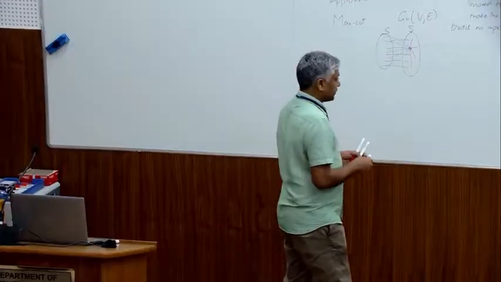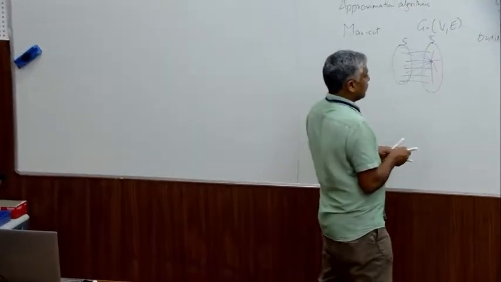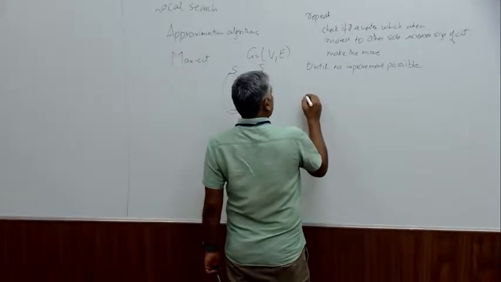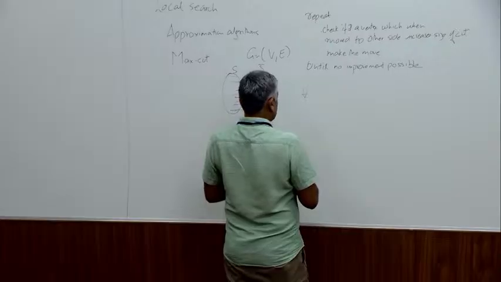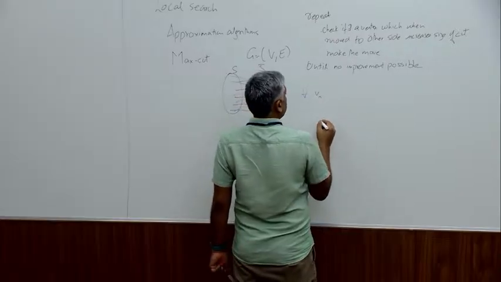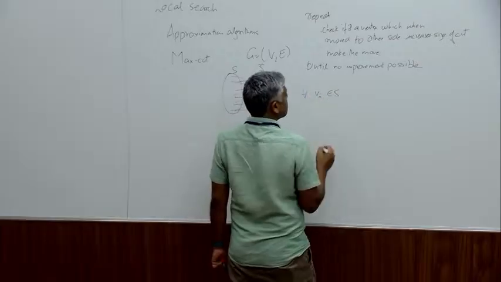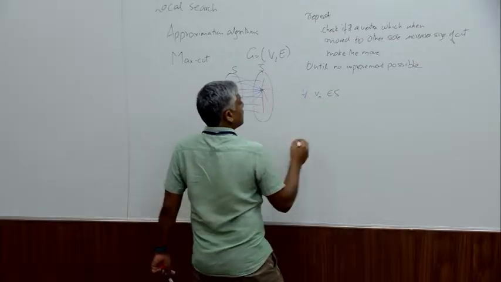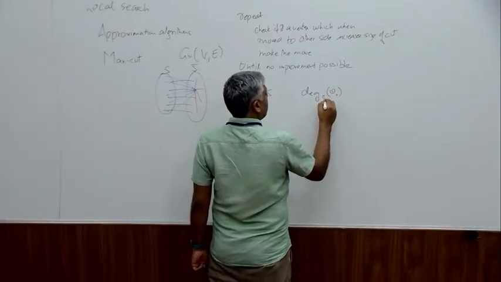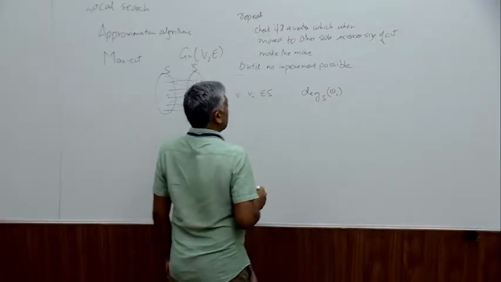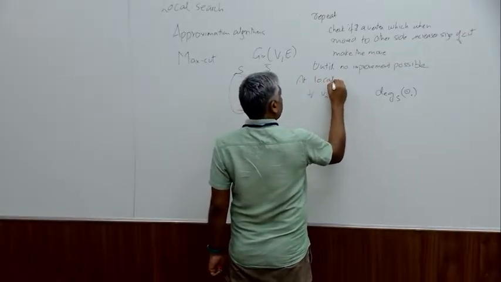How would one analyze it, right? I'm going to write a set of inequalities. So what are the set of inequalities I'm going to write? For all vi belonging to S, the degree of vi in S, let me say at local optimality.